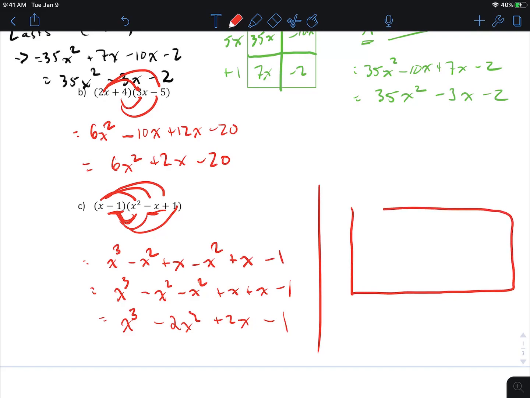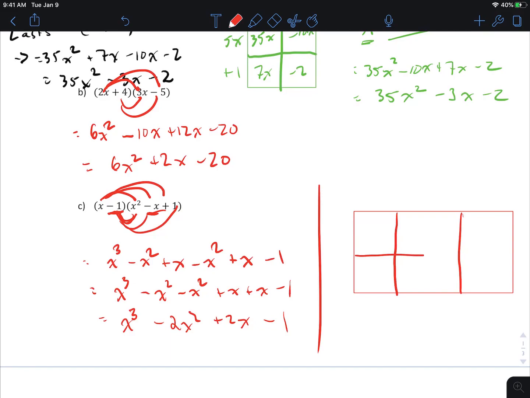Your table is just a little longer on one of the sides, not a square now, right? So then I'm going to get two pieces running down the one side, x and -1. And then across the top, you got your three pieces. You can go x squared, -x, and +1.